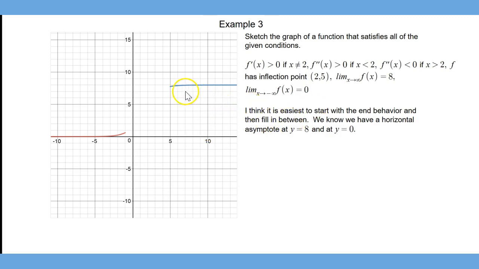So I think it's easiest to start with the end behavior and then fill in the gaps. So draw tails for the end behavior. We know that the right-hand side of the graph is going to be going off to infinity, and the left-hand side of the graph, at some point, and these are estimates of where you would start, is going to be skimming along the x-axis as you go to the left.